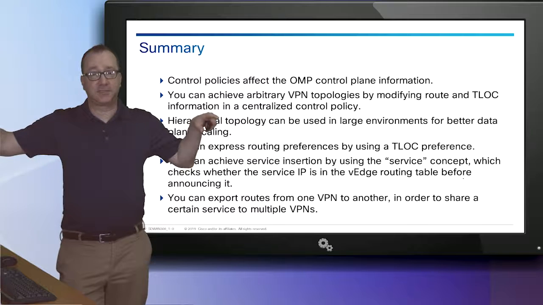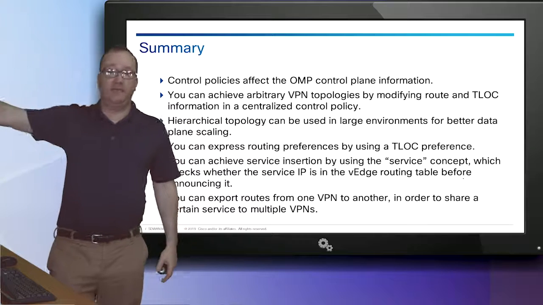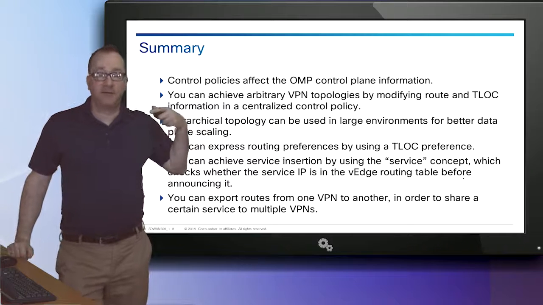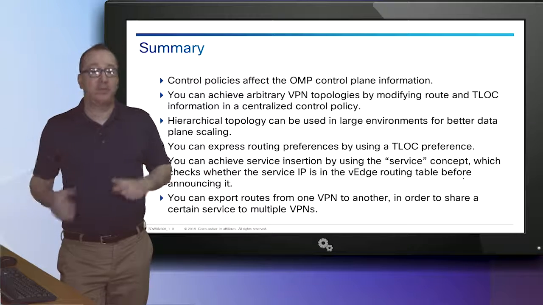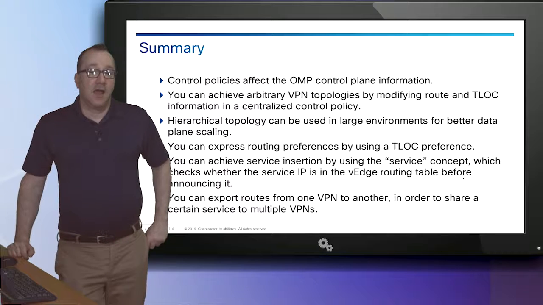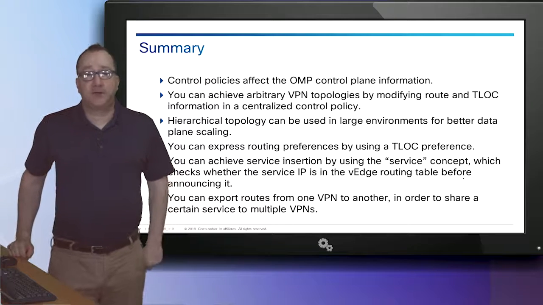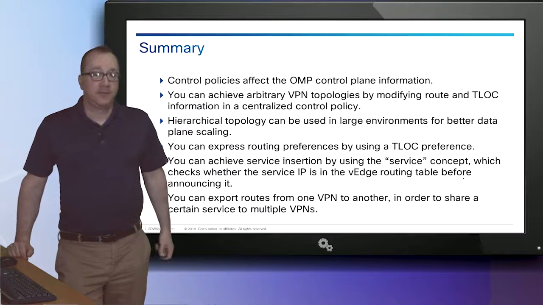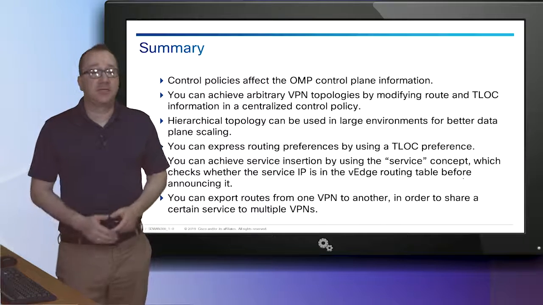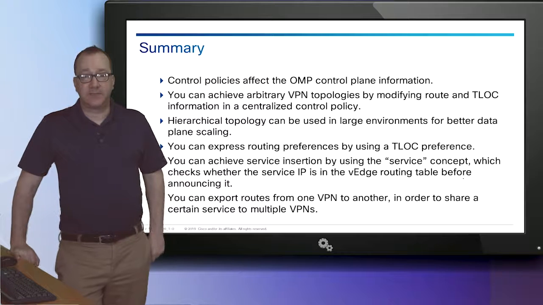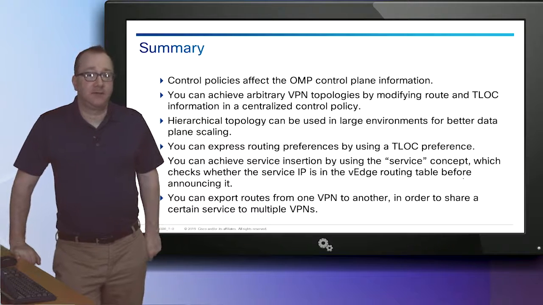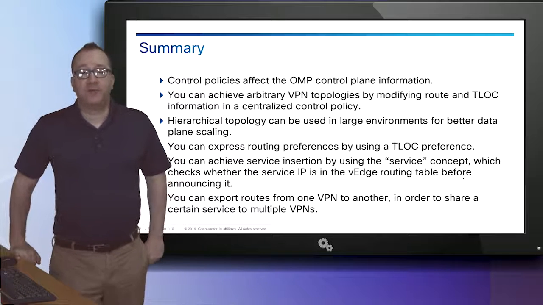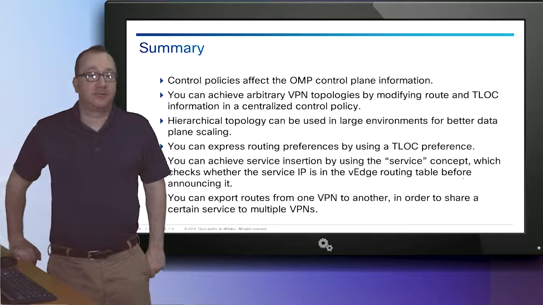So if you have regional sites, say I have 50 vEdges in Asia, 70 in Europe, and 200 in North America, they don't have to all route full mesh to each other. Okay? And we can also express routing preferences by using that TLOC preference. All right? So we can prefer one link over another. And we can also create services and insert those services into the path of flows between sites. And we can also export those routes from one VPN to another in order to serve a certain service to multiple VPNs.